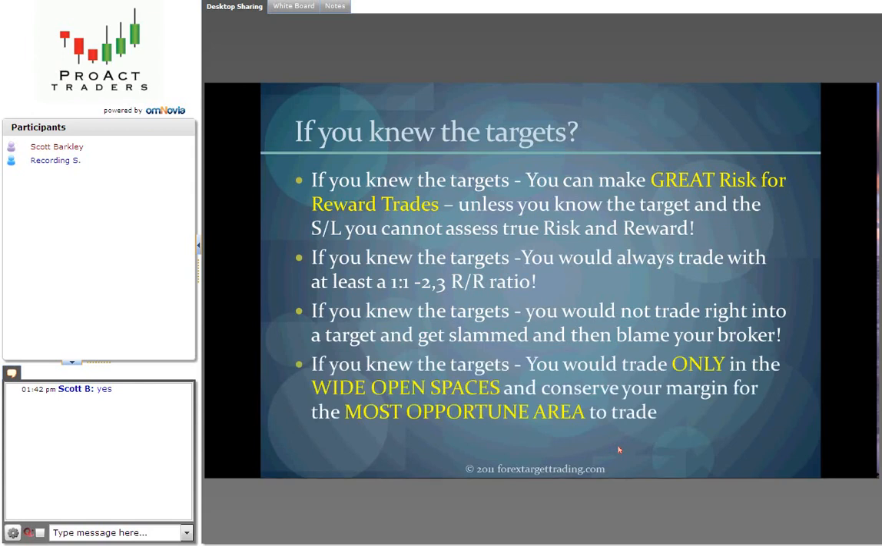If you knew the targets, you would trade only in the wide open spaces. You would conserve your margin for the most opportune area to trade instead of just sitting in the market trading for the sake of trading. What happens to traders? Traders want to push the button. You push the button. I ain't telling them to push the button.